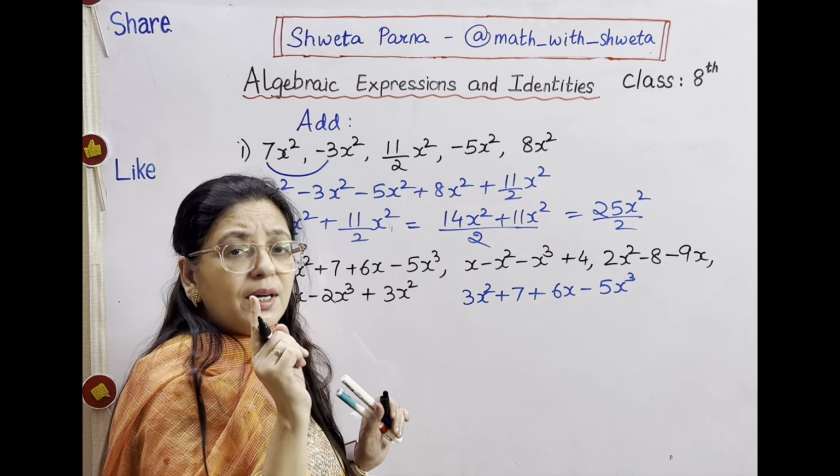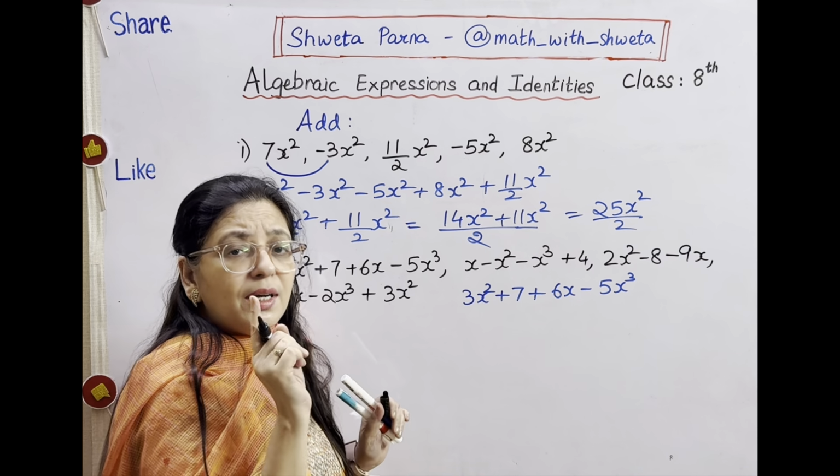So remember in indices and in exponents we have done a raised to m into a raised to n is a raised to m plus n. If the bases are same and you are multiplying, you will add the power. Now here it is a to the power 1, here it is a to the power 2. So you will add the power 1 plus 2, it is 3. So this will become a to the power 3.